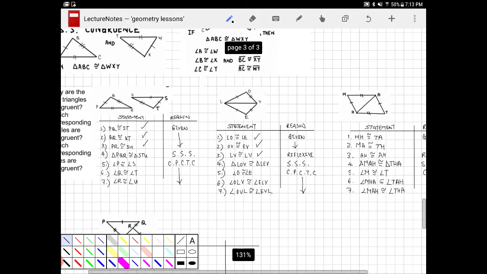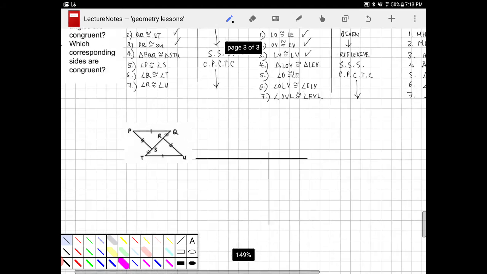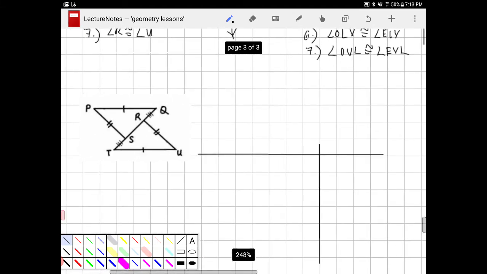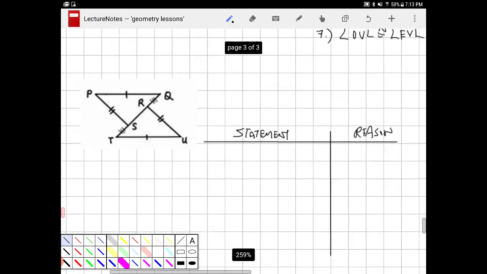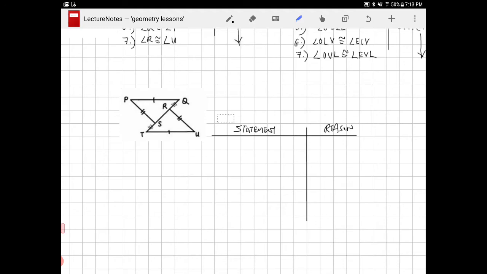All right, let's take a look at another example here. This one is slightly more complex, so let's take a look. This is the statement, and this is the reason. And again, I encourage you to pause the video and see if you can figure this out on your own.